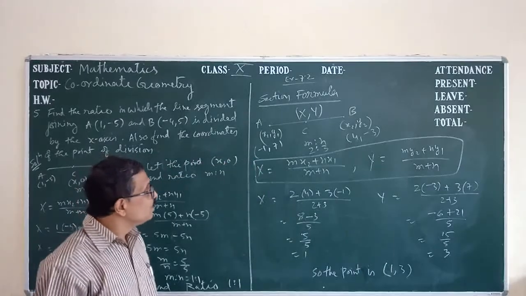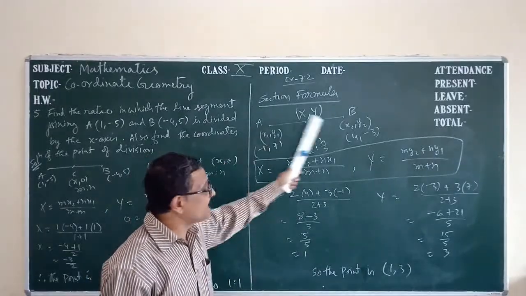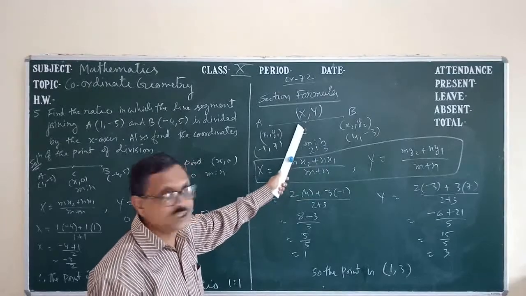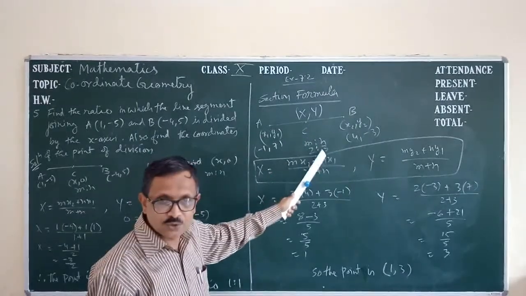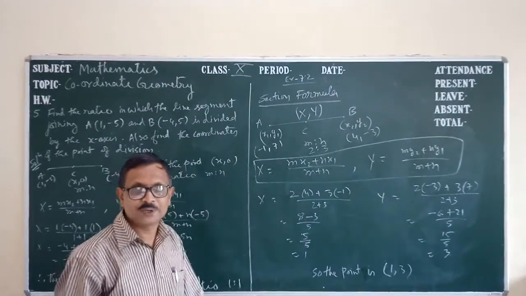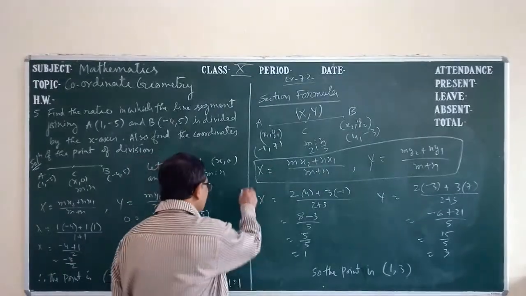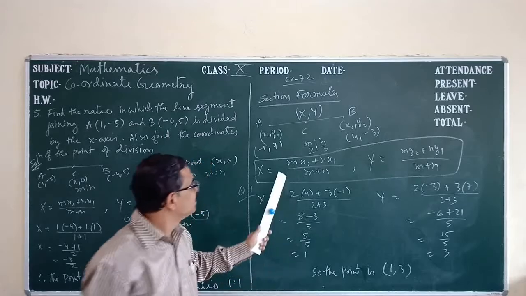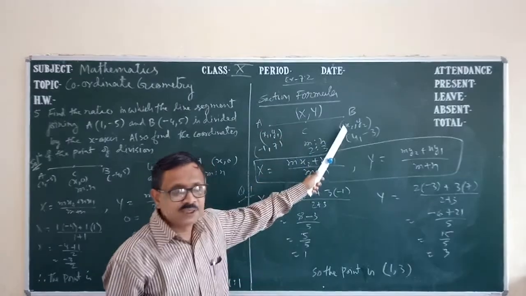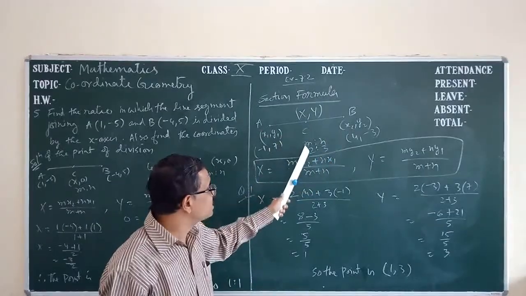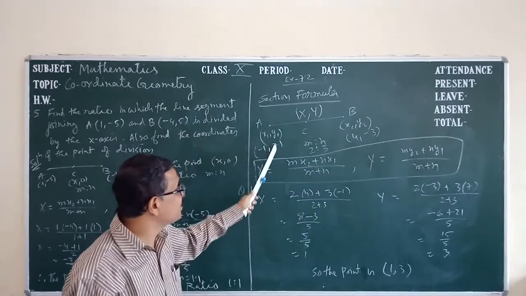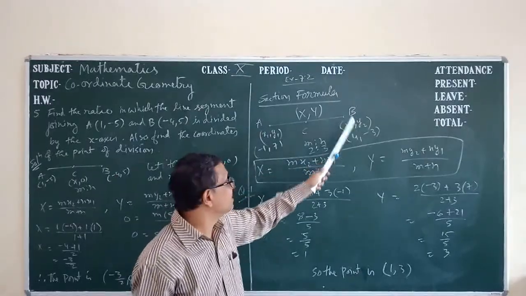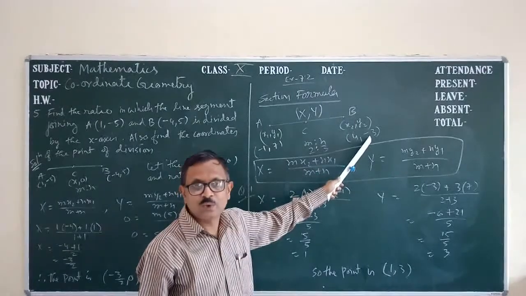Now this line segment is divided at point C. C is not the midpoint, it is in any ratio. So 2:3 ratio, like one example I have given. Question number 1. In question number 1 it is given that this is the line segment AB divided at point C in the ratio 2:3 and coordinate of A is given -1, 7 and coordinate of B is given 4, -3.